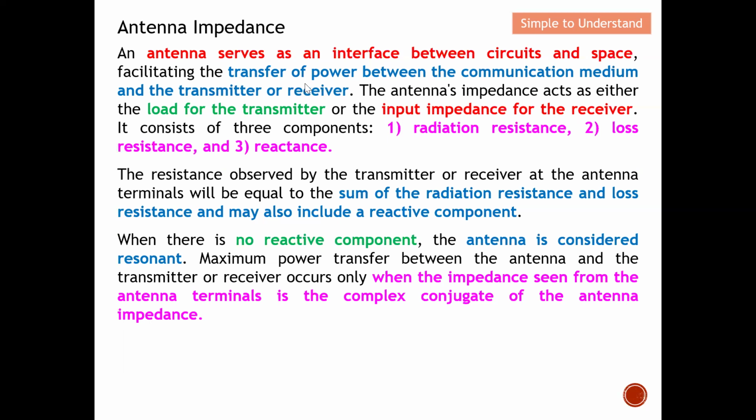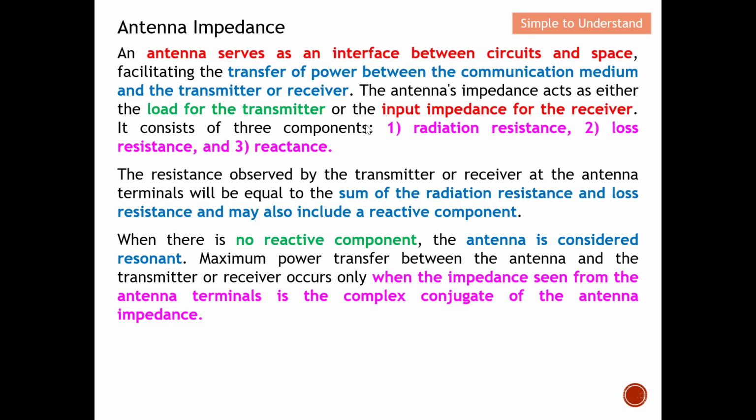They will behave slightly differently in terms of characteristics, but not on impedance. Impedance will be the same, as mentioned here. The antenna impedance acts as either the load for the transmitter or the input impedance for the receiver. You can imagine that when you transmit, the antenna is like a load, at the end. However, when we build a receiver, the antenna is right in front of every stage, so the antenna becomes the input impedance for the receiver.